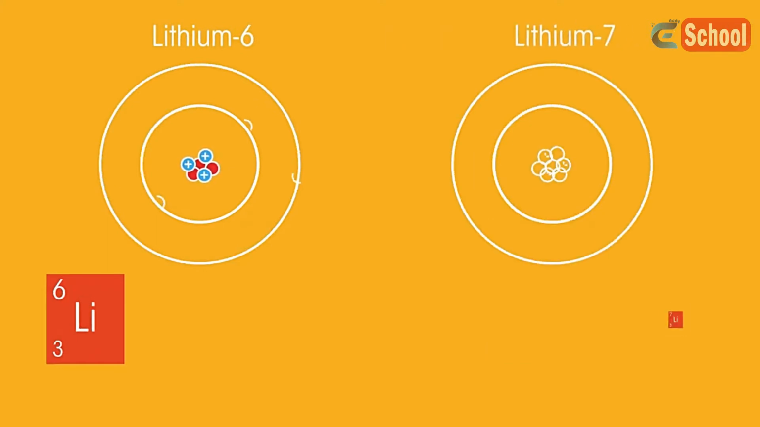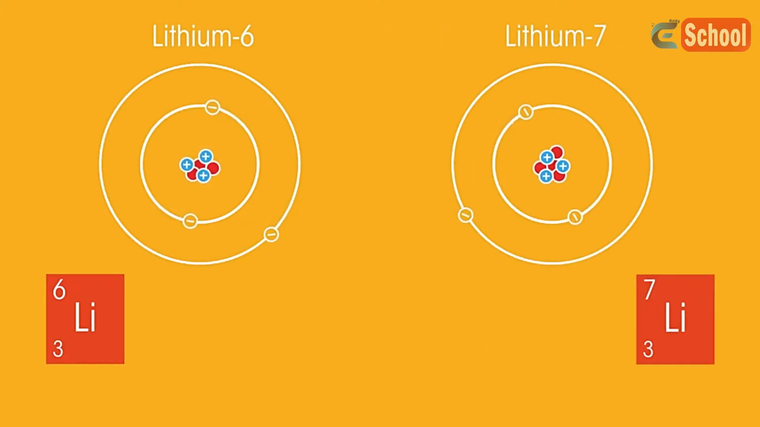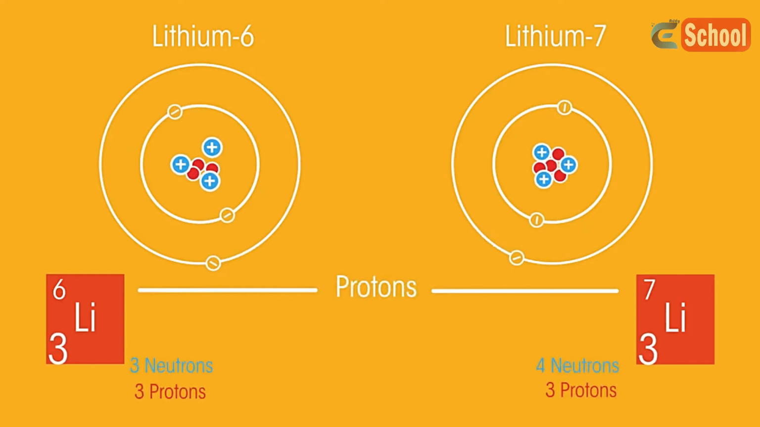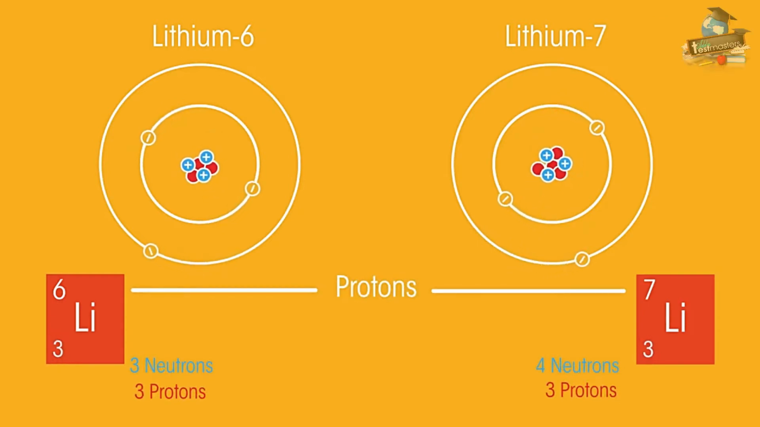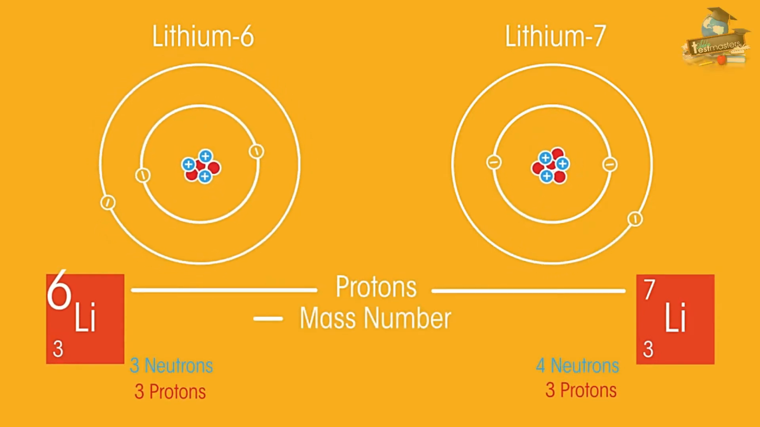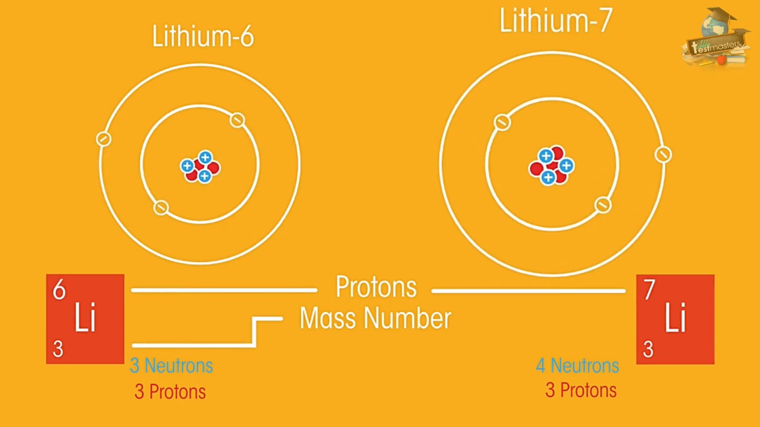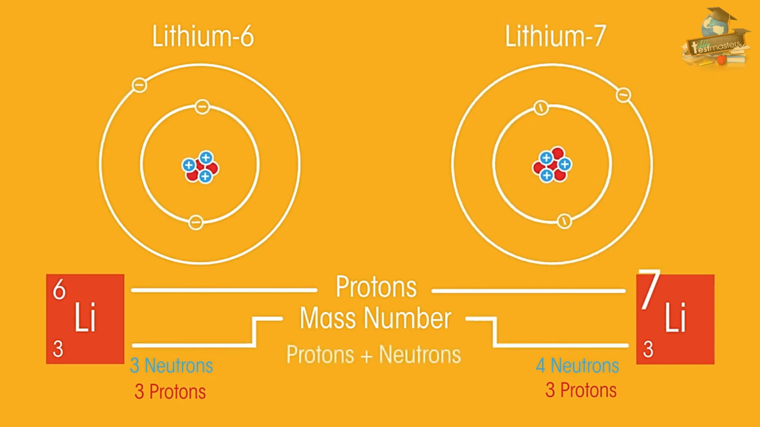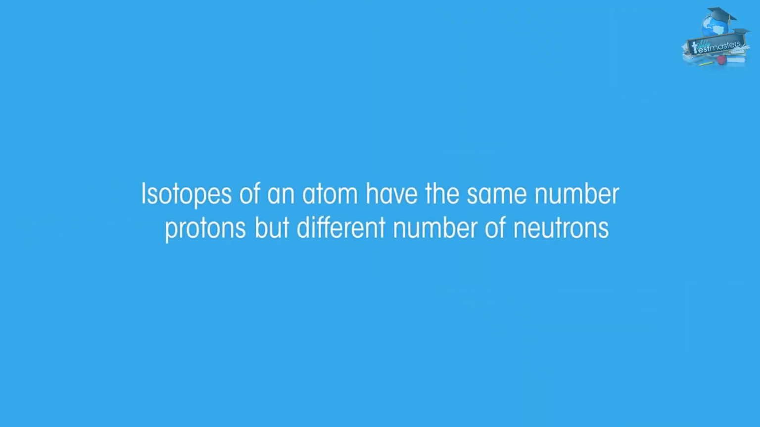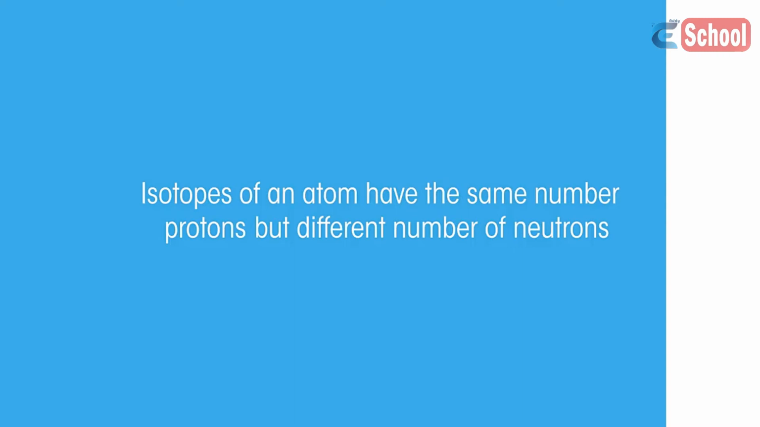Lithium-6 and lithium-7 are both stable lithium atoms. Because they both have 3 protons, they are both lithium atoms. But this one has a mass number of 6, and this has a mass number of 7. The difference in mass numbers is because this one has 1 more neutron in its nucleus. These different forms are called isotopes. So isotopes of an atom always have the same number of protons but different numbers of neutrons. The different isotopes do, however, have identical chemical properties.